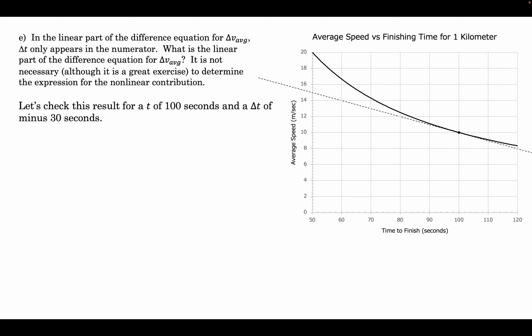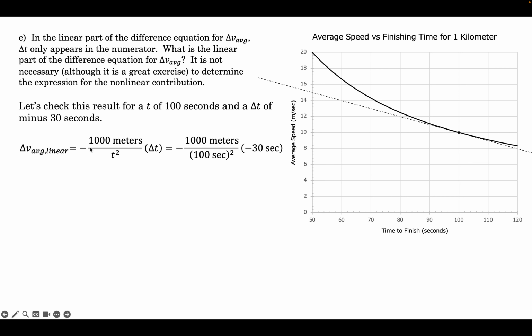Now let's wander far away from that point. So we're at 100. We're going to go way down to 70. So our delta t is minus 30 seconds. We cut 30 seconds off our time. So here is the linear part, plus 3 meters per second. And we can see we were at 10, we went up to about 13. That's the linear part, the part along the line.